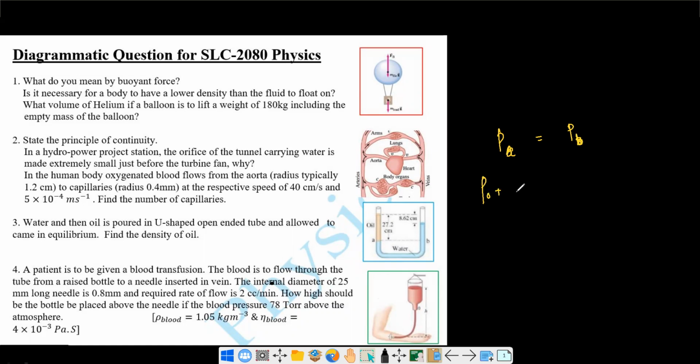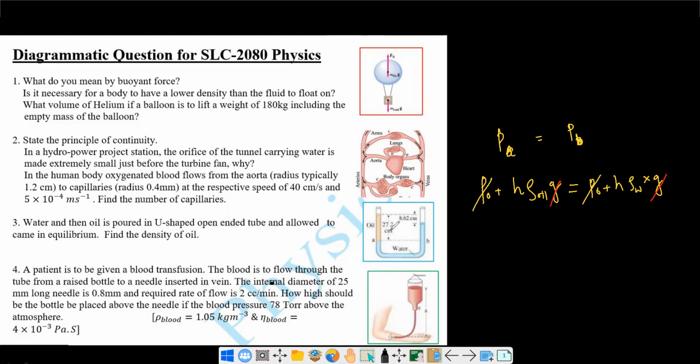So this is P naught plus h rho oil into g, so this is going to be equal to P naught plus h rho water into g. So this P naught and P naught will be cancelled out as they are equal, and later on it is left with this g, and this g will be cancelled out. Okay, so you can just find the value of this oil.